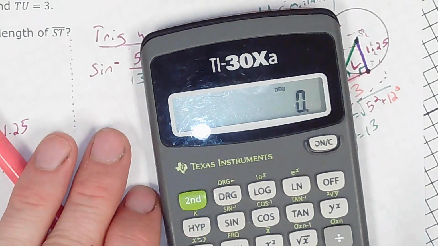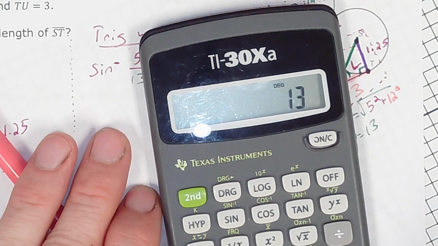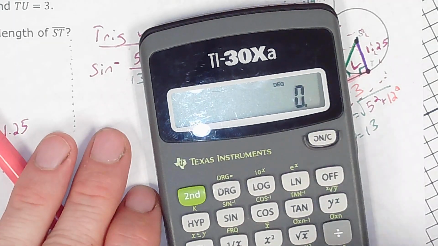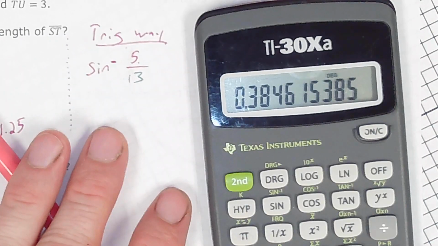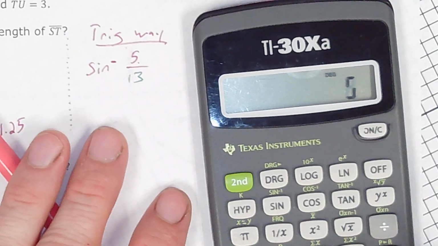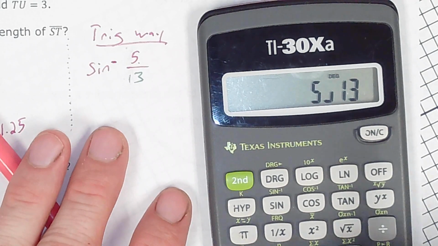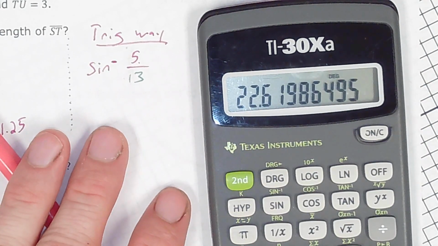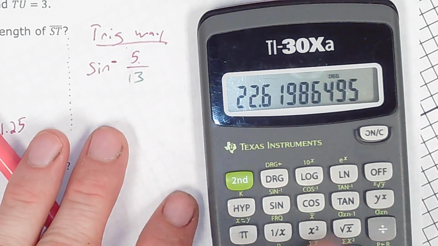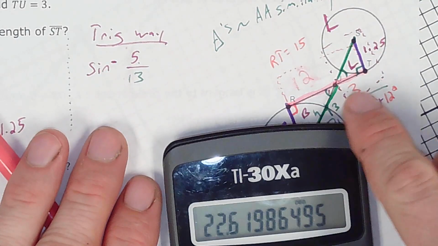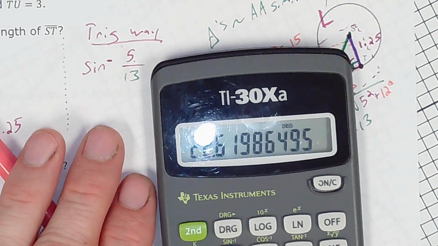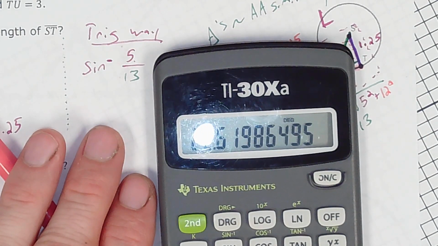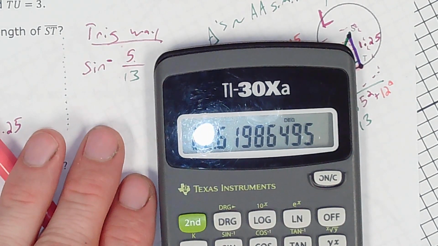Right, so the 5 divided by 13 equals that number. That number is a ratio. It's 5/13. So I could just type 5/13 and do the arc sine. So that means that the sine of this angle was 5/13. So that angle is 22.61986459, whatever, and it goes on for quite some time.